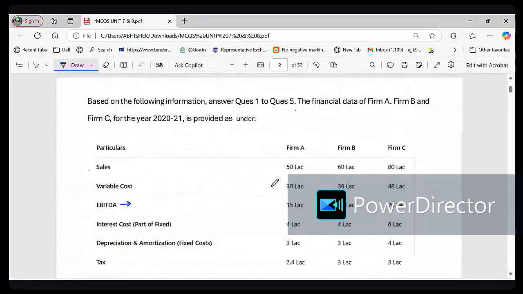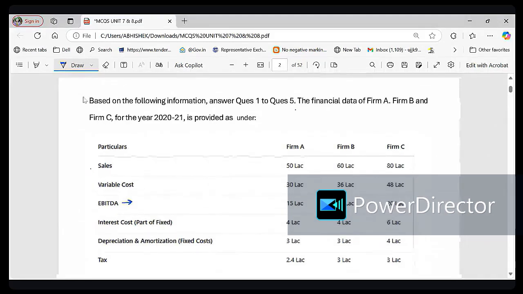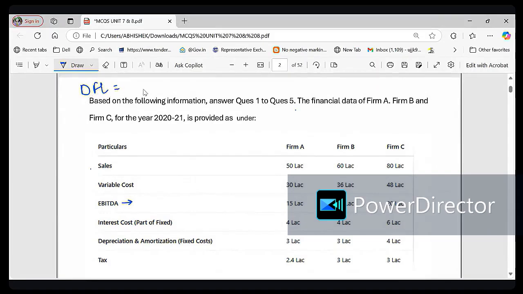Now friends, do you know what is the meaning of DFL? Let me explain a little bit about this DFL. DFL means degree of financial leverage. It tells us how much a company's profit before tax, that is EBT, earning before tax, changes in response to a change in EBIT. How much does EBT change in response to the change in EBIT.